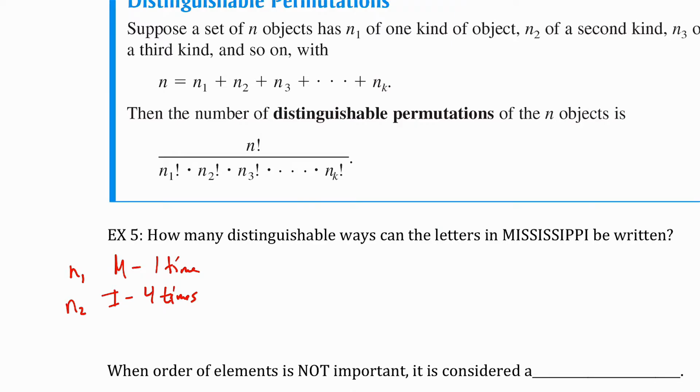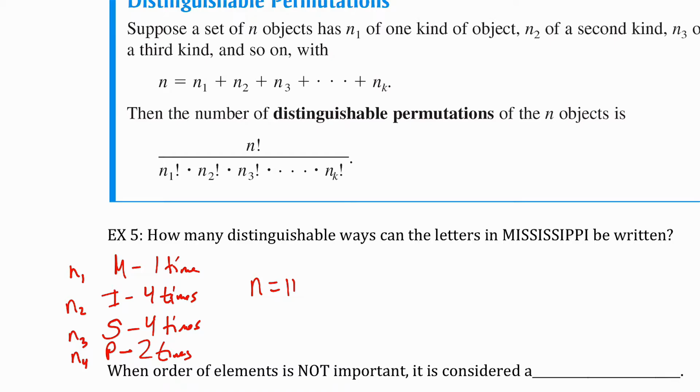The next letter we see, we'll call that n sub 3, is the S. I'm trying to make it an exaggerated S so it's not confusing. That also happens 4 times. And then n sub 4, the last unique letter, would be the P, which happens 2 times. And then the total number of letters is just the good old n, no subscript, that's just 11.